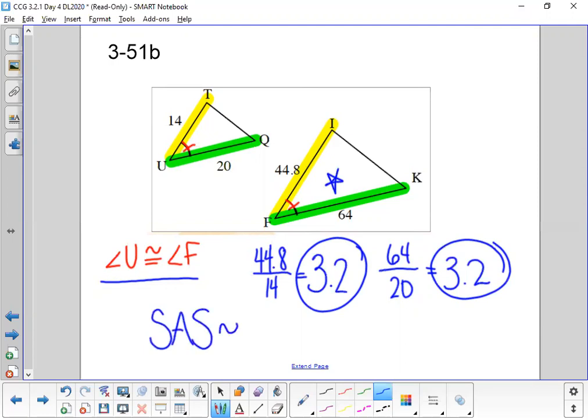There's a very important thing here in side angle side similarity. Notice the A is between the two S's. That means the angle has to be between the two sides. So when you're marking your diagrams, you need to make sure that that angle is the angle that those two proportional sides form.